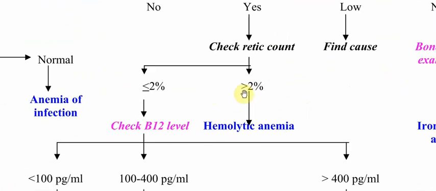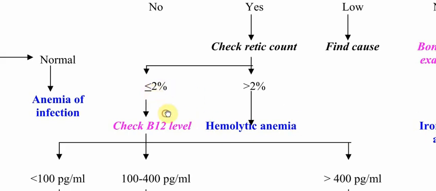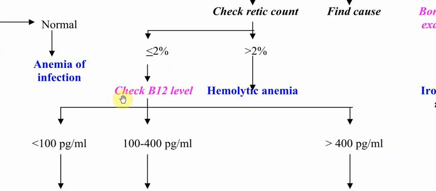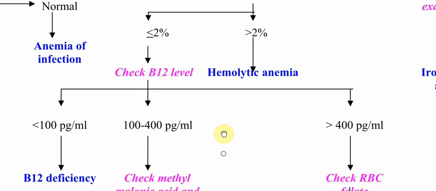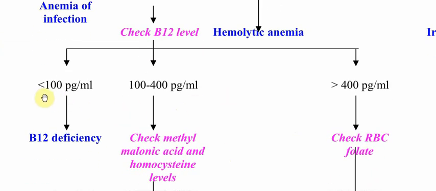If it is more than 2%, the diagnosis is hemolytic anemia. Then we need to find out which type of hemolytic anemia, but the broad category is hemolytic anemia. If it is 2% or less, then the next step is to check serum B12 level. If the level is less than 100 picogram per ml, the diagnosis is B12 deficiency.